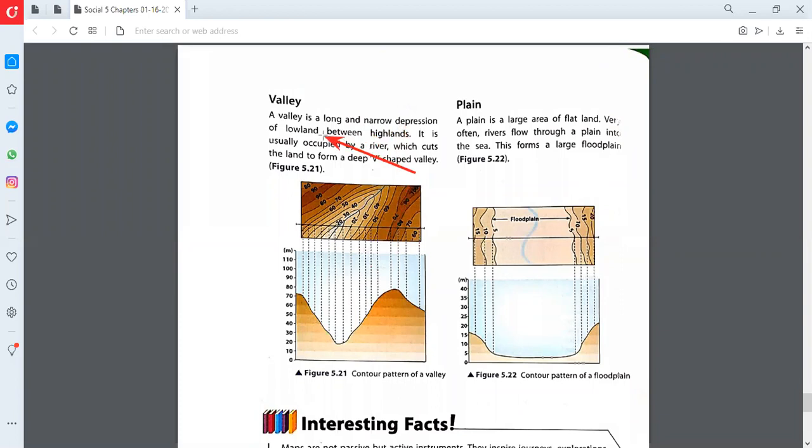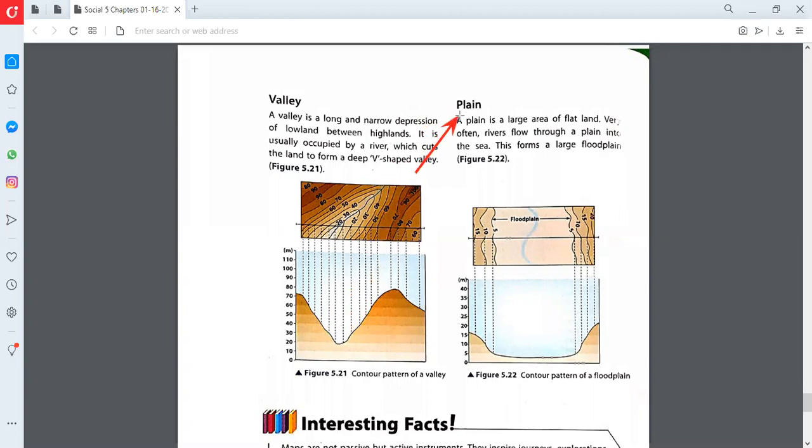So a valley is a long and narrow depression. Depression means a lowland type. A land which is low between the highlands. See, this is a highland, this is a highland. So it's a lowland between the highlands. It is usually occupied by a river which cuts the land to form a deep V-shaped valley. So normally valleys are formed because of the river. The water cuts a path between these mountains. So water will cut very sharply. That's why it becomes the V shape.